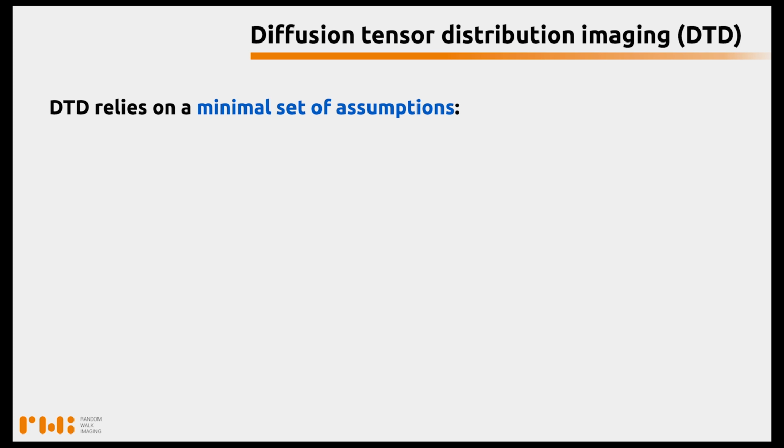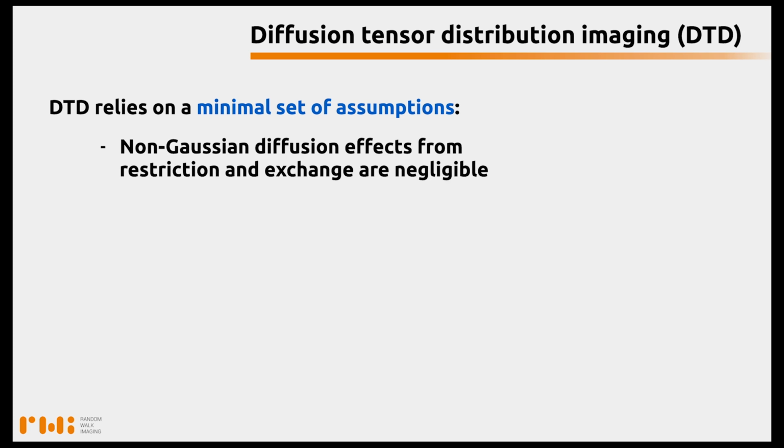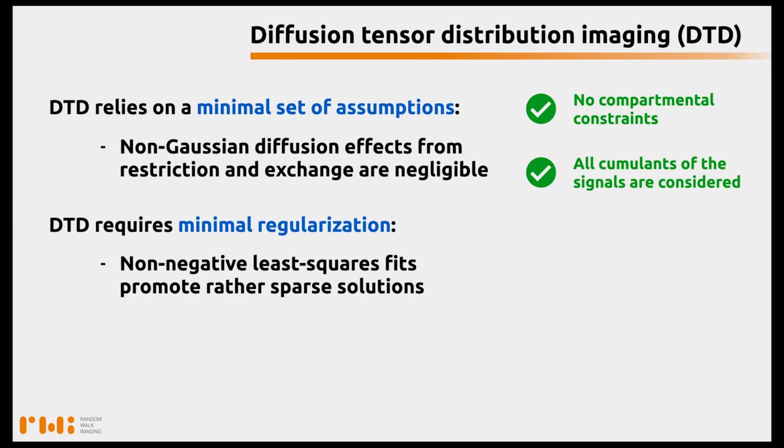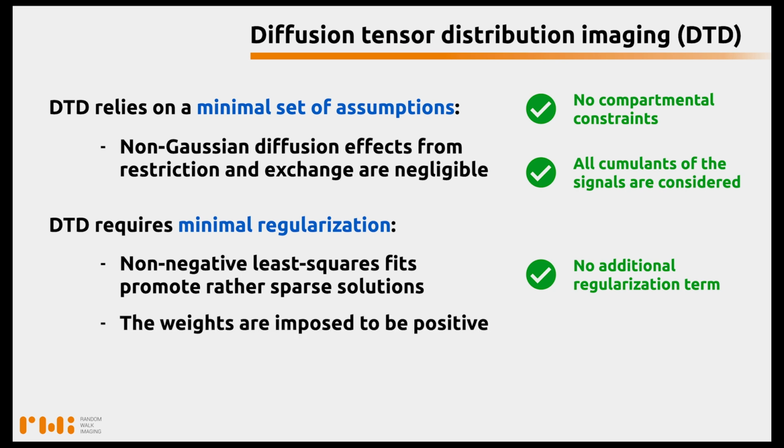DTD relies on a minimal set of assumptions. Actually, there's mainly one: that non-Gaussian diffusion effects from restriction and exchange are negligible. In particular, there are no compartmental constraints, and all cumulants of the signals are considered. DTD also requires minimal regularization. Although non-negative least squares fits promote rather sparse solutions, no additional regularization term is to be found. The weights are also imposed to be positive numbers, hence the non-negative least squares fits. This is a key property of weights, that they have to be positive.